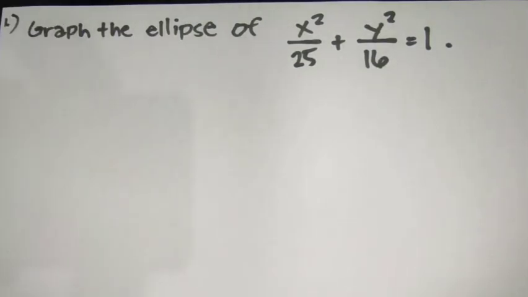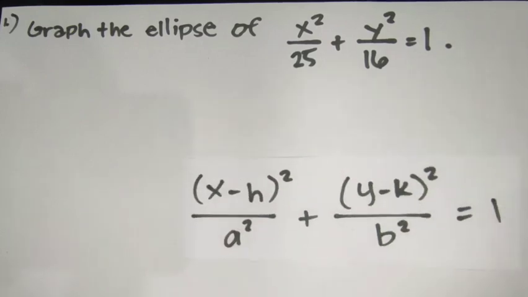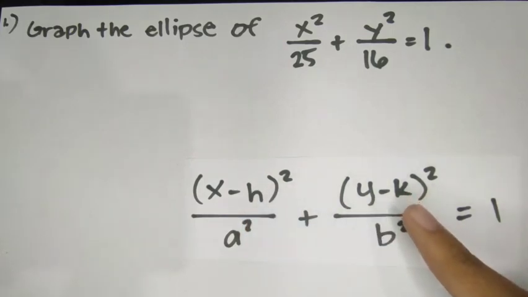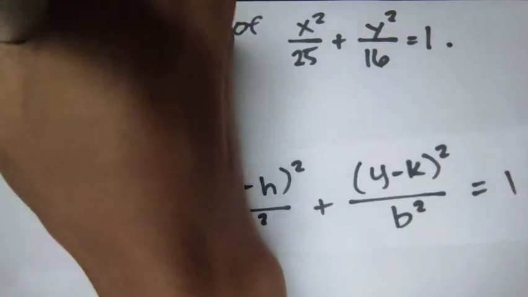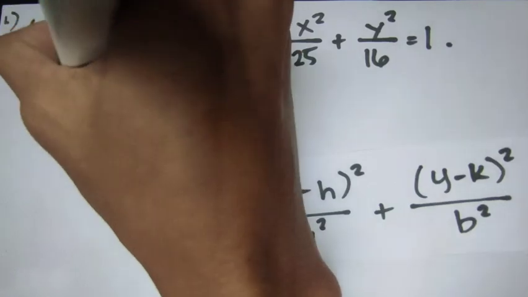First problem. Graph the ellipse of x squared over 25 plus y squared over 16 equals 1. First, we will get the center of the ellipse. By doing that, let's take note of the standard formula. (x minus h) quantity squared over a squared plus (y minus k) quantity squared over b squared equals 1. Since there are no values of h and k, the center would be at the origin. So C is (0, 0).